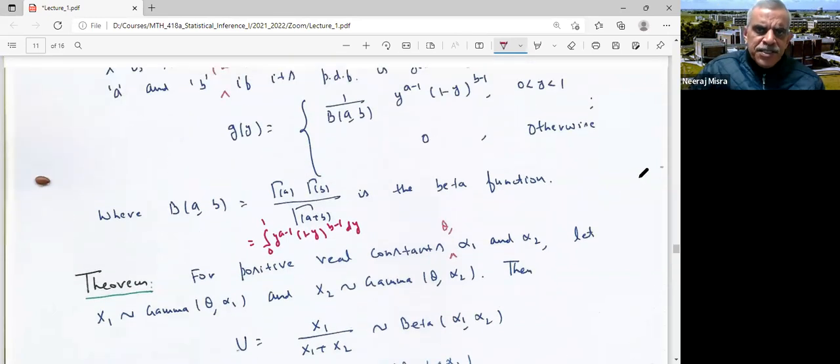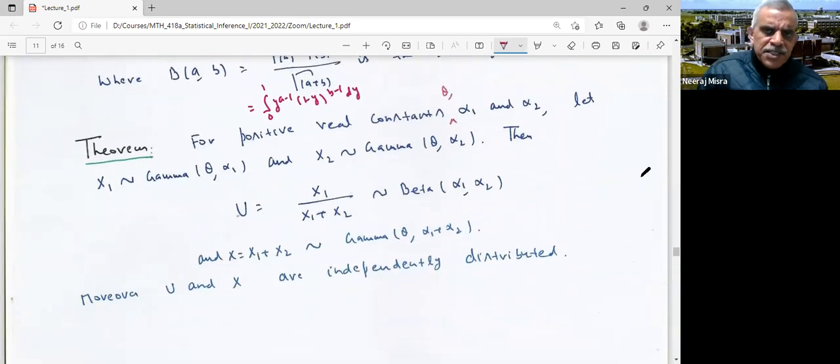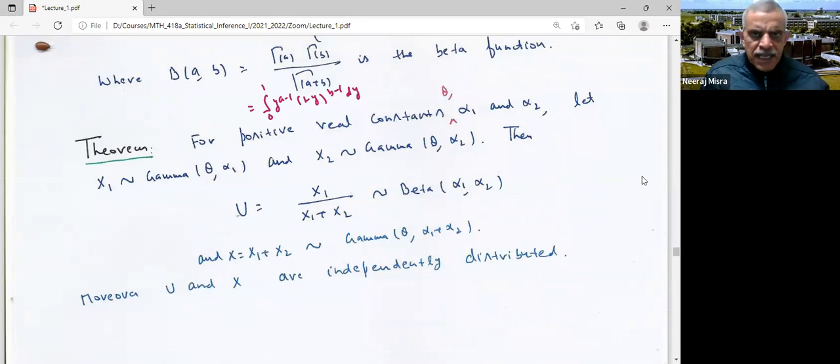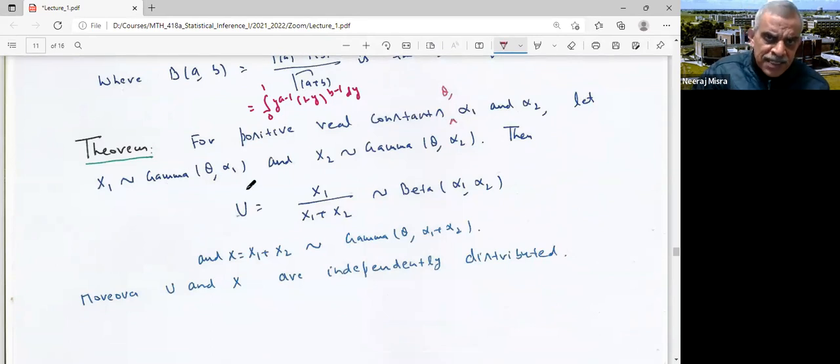So this is the beta distribution. Now, I have this result about the relationship between the gamma and beta distributions. What it says is, if you have positive real constants alpha 1 and alpha 2, and X1 has gamma(theta, alpha 1), X2 has gamma(theta, alpha 2), but theta is the same, that means the scale parameter is the same, and they have different shape parameters alpha 1 and alpha 2, and X1 and X2 are independent.